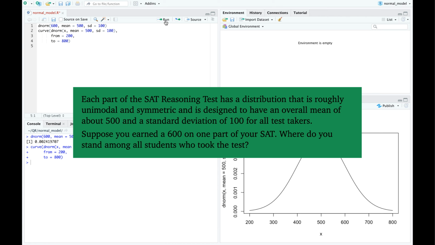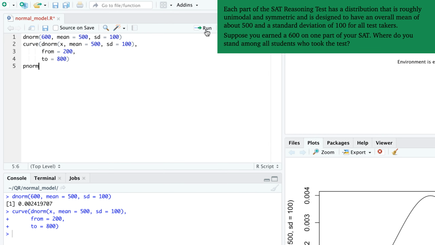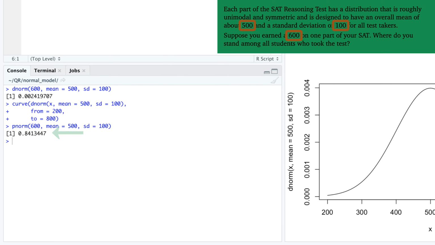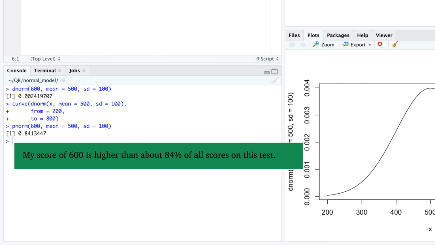Let's assume that the normal model is suitable for the SAT scores. We wouldn't have to use R to solve this problem. The numbers follow easily from the 68, 95, 99.7 rule stated on page 136 of our textbook. Still, it's good to know that pnorm can solve problems like these. Here is the command: pnorm(600, mean = 500, sd = 100). The output confirms the textbook's solution. My score of 600 is higher than about 84% of all scores on this test.